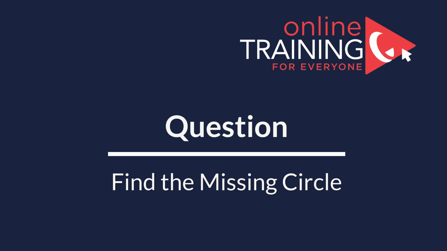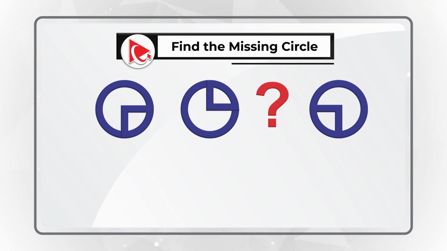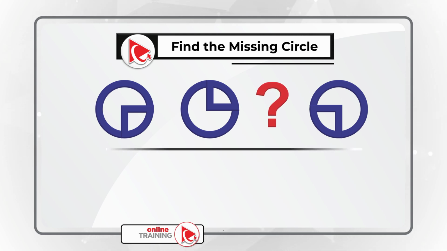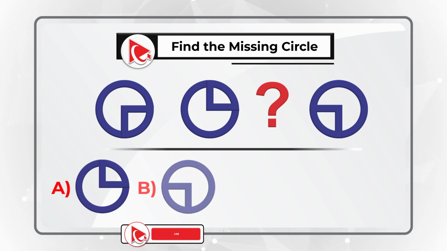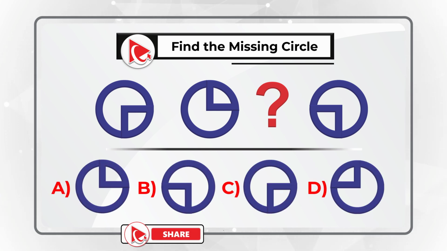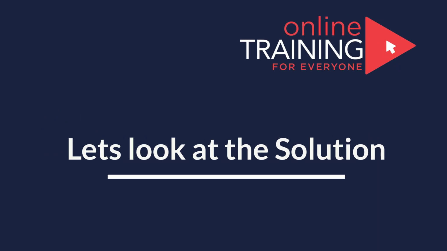Here's a very interesting problem which tests your analytical skills. You're presented with 3 circles and 1 circle is missing. You need to select the missing circle out of 4 possible choices: A, B, C, and D. I think the answer here is obvious, but please make sure to make your selection. And on my end, I'm moving forward to share with you my version of the solution. And obviously, if you have a better way to solve it, please make sure to share in comments.